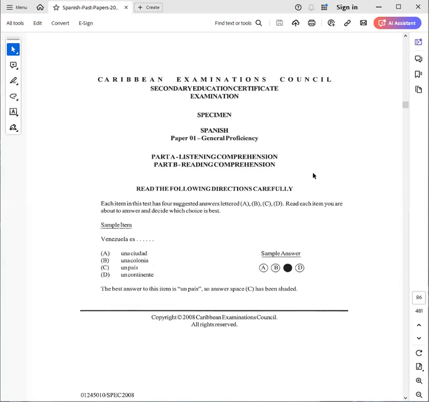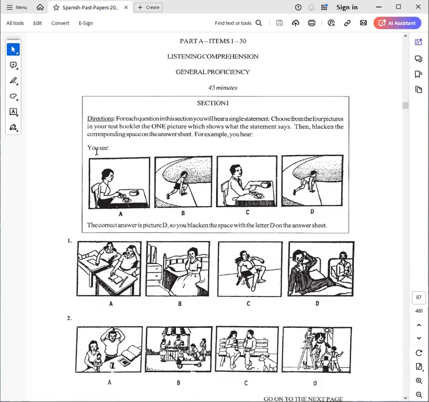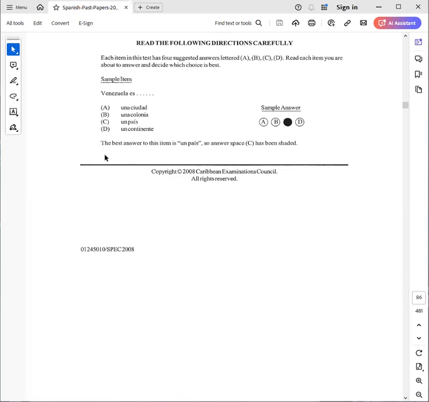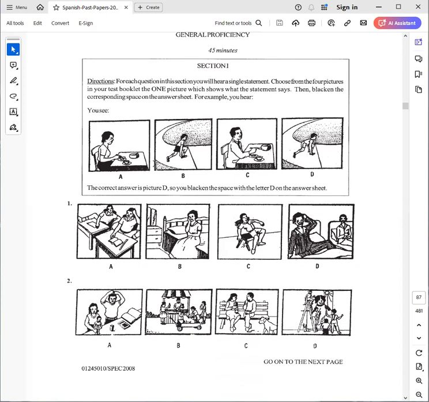So for those who don't know, this is what a paper 1 looks like. This is given by CXC in their booklet, which was available on their website for purchase, of course. So in section 1, you will hear a single sentence or statement. From the 4 pictures shown in your test booklet, select the one picture which shows what the sentence or the statement says. Then blacken the corresponding space, of course, in your answer sheet. For this session, you can just write the letter. Now, for this section, you will only hear the sentence or statement once, all right?